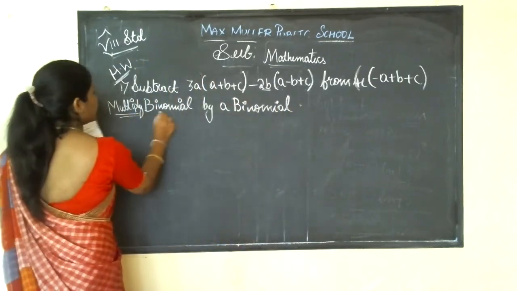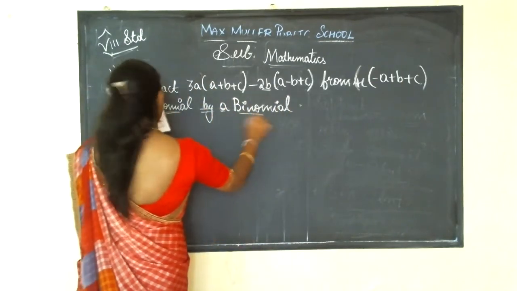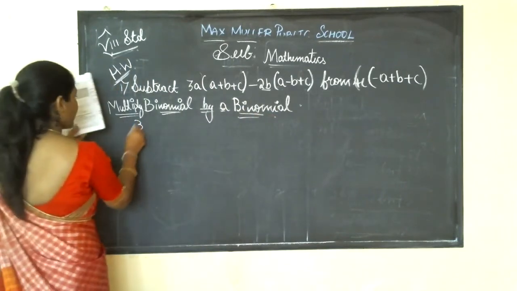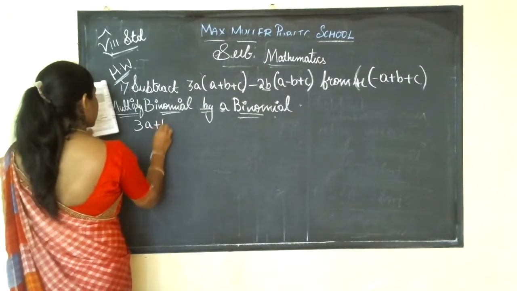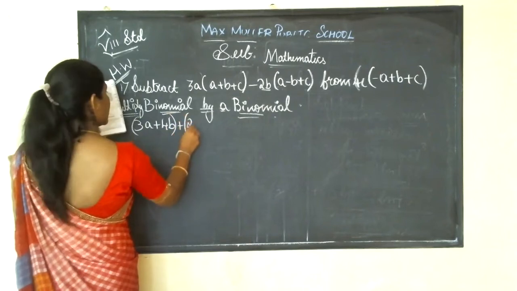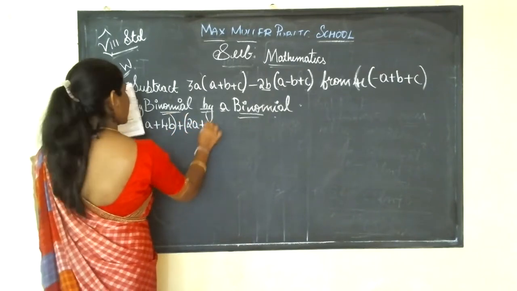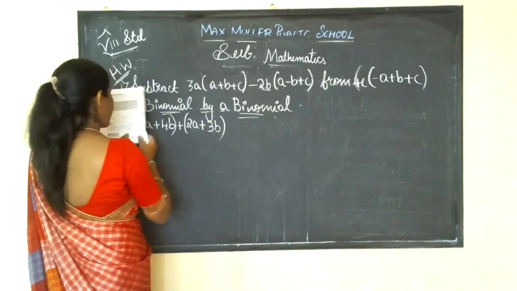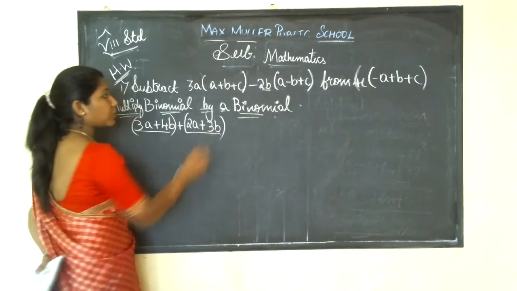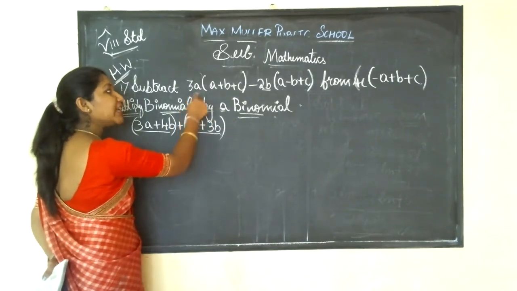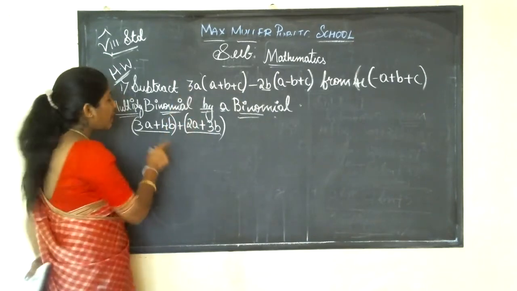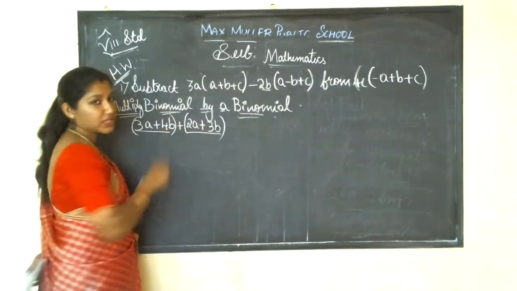Okay. Now, there is a problem given here. 3a plus 4b into 2a plus 3b. Okay. What you have to do here? Here also 2 terms is there. Here also 2 terms is there. Here easily you are multiplying all these terms with each term with 3a. Here there are 2 terms, and here also there are 2 terms.